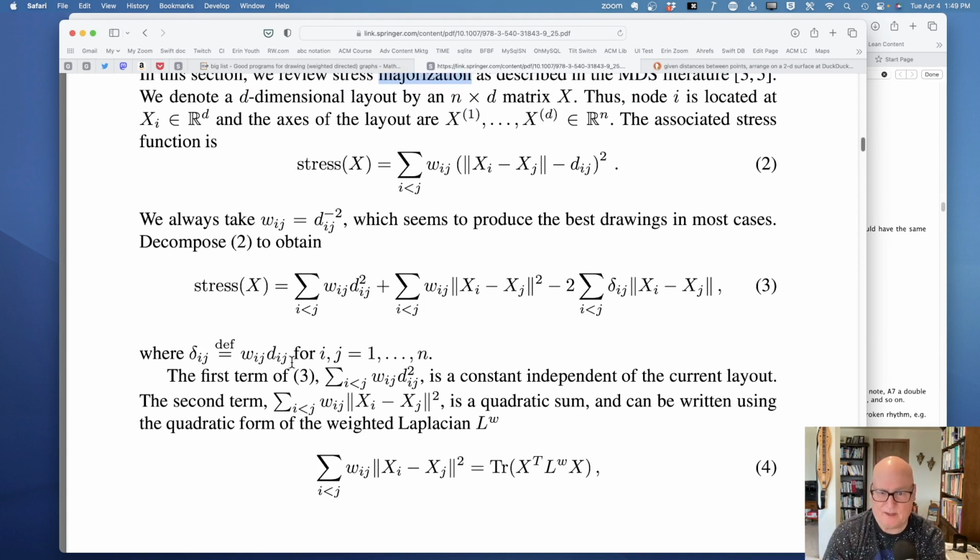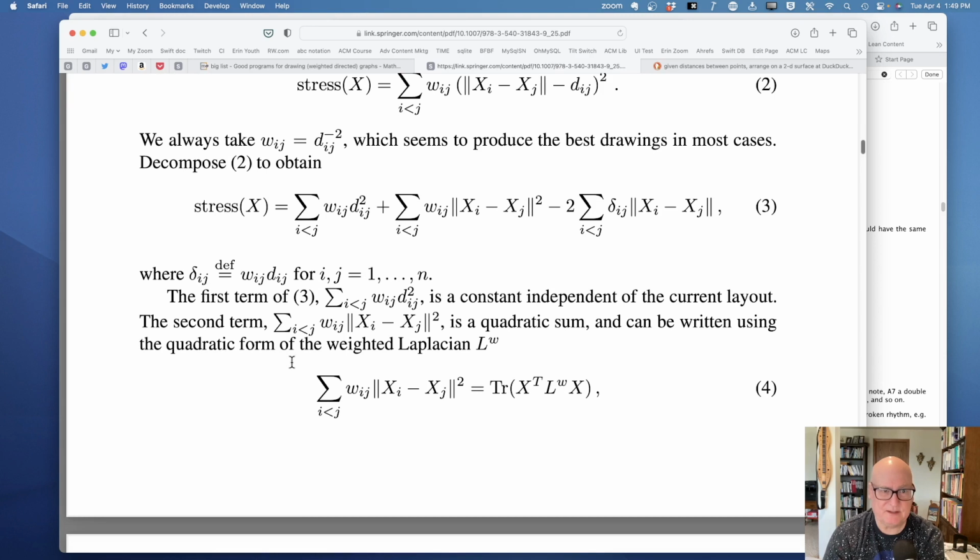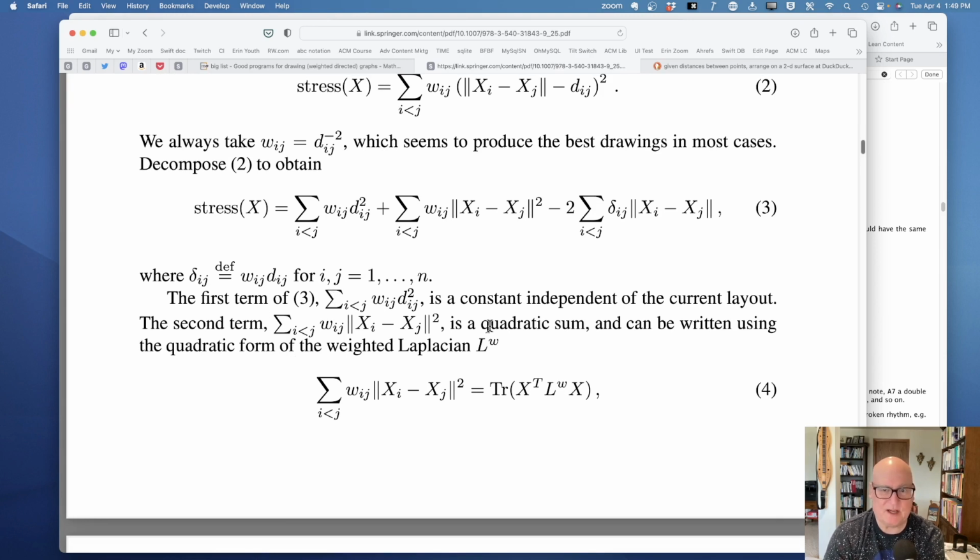Okay, so here's where I'm going to start getting lost. In a way, the first term is constant independent of the layout. These numbers are all defined. They have nothing to do with x. The x's are the layout points. So you could pre-calculate that one. All right. Second one is a quadratic sum. Okay. Can be written using LW. Okay. TR and LW.